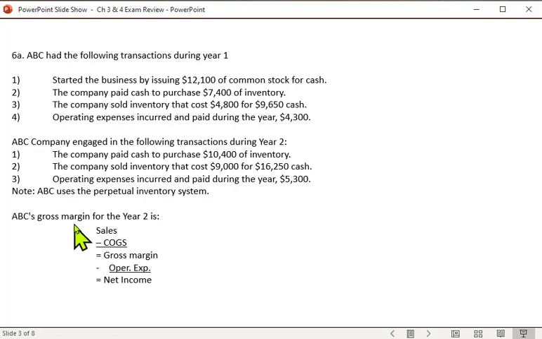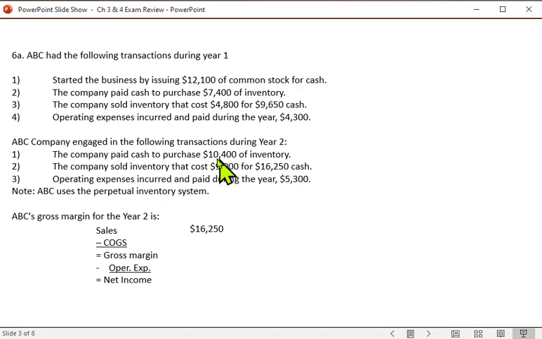In order to get gross margin, you've got to understand this idea that sales minus cost of goods sold equals gross margin, minus operating expenses equals net income. And all we care about are things that have to do with sales and cost of goods sold in this year 2. So let's do it.